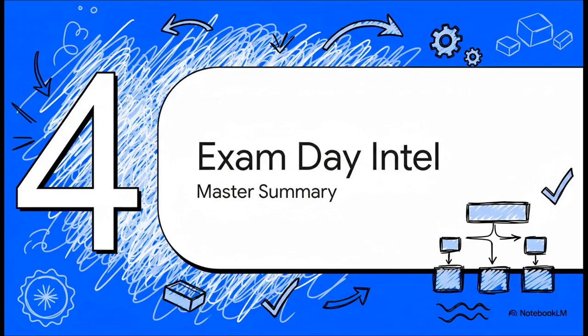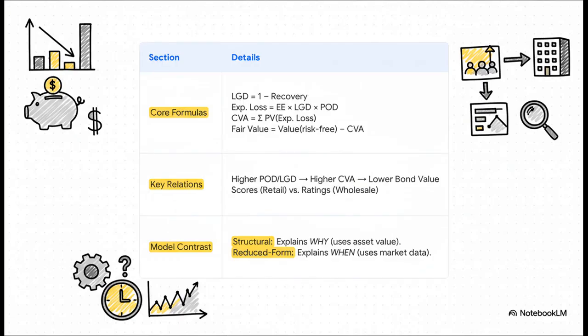All right, let's do it. Let's pull everything we've talked about onto one single page. Think of this as your master summary, your last-minute revision dashboard for exam day. Seriously, screenshot this. It has all your must-know formulas, the key relationships you need to remember, and that crucial difference between the two big types of credit models. So structural models, they try to explain why a default happens, linking it to when a company's assets are worth less than its debt. But reduced form models are different. They're more practical, using market data to predict when a default might happen, without getting bogged down in the economic theory of why.